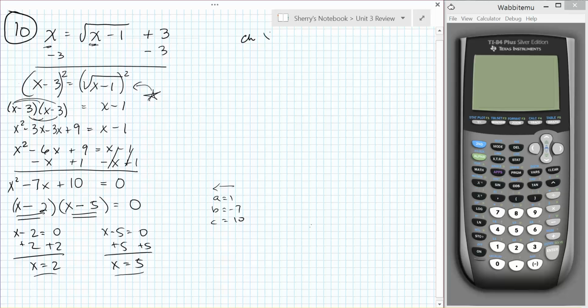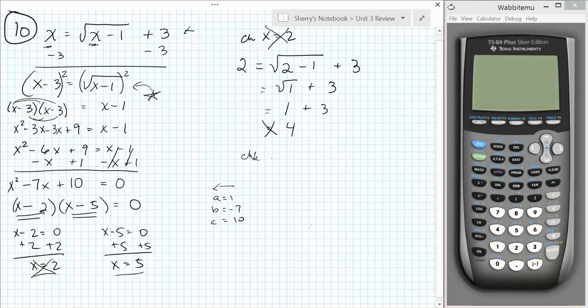Let's start with checking x equals 2. So I'm just going to go through and rewrite my original problem. Anytime I see an x, I'm going to put 2 in instead. So I want to see, is 2 equal to the square root of 2 minus 1, plus 3? Well, let's see. 2 minus 1 is 1. The square root of 1 is 1, and 1 plus 3 is 4, which is not equal to 2. So that means that x equals 2 is not a solution to this particular equation.